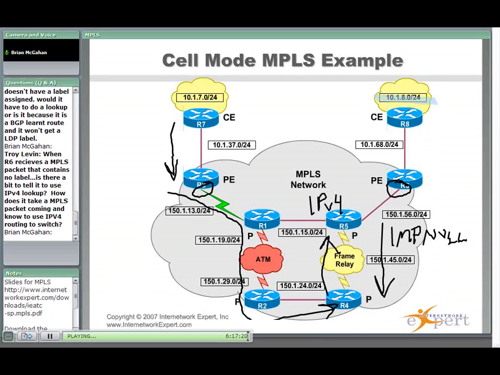Because if you send me an MPLS labeled packet, I'm just going to have to dispose whatever label is on there and then do an IP version 4 lookup. So I don't want to do 2 lookups. I want to do just the regular IP version 4 lookup.